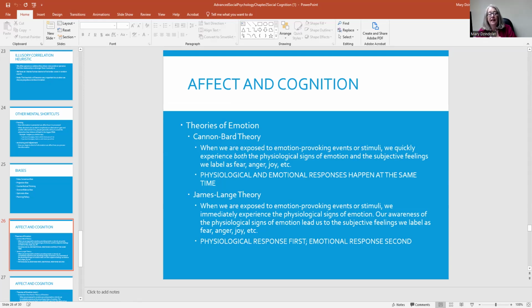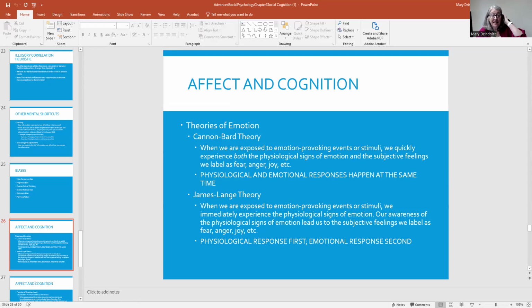Now, two theorists, James and Lange, on different continents, came up with an alternate theory, and so they never worked together. But the theory we call now the James-Lange theory. They're both given credit for it, even though they came up with the same idea independently. And what they both said was, from an evolutionary perspective, it's too much to expect a body to do both of these things at the same time.